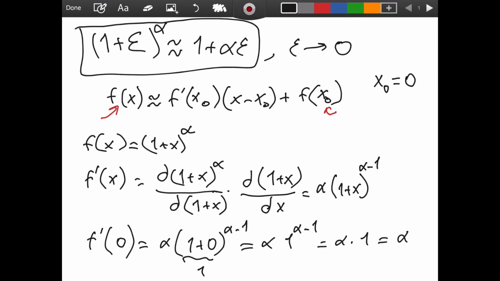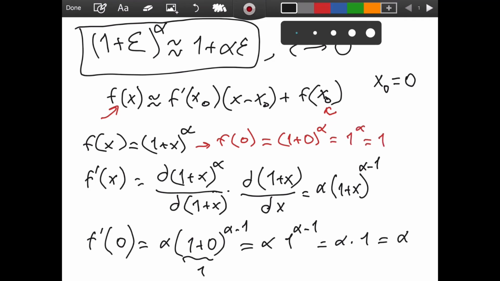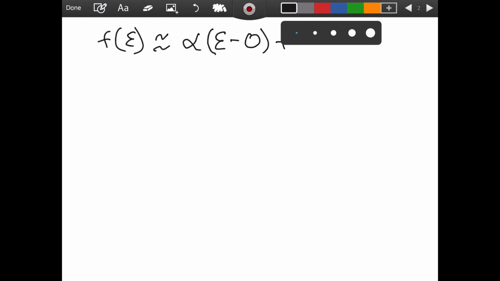Let me do it here with red. If we plug in x naught, which is 0, to our formula, we have 1 plus 0 raised to the power of alpha. So it is 1 raised to the power of alpha, which is equal to 1. Which means we can just put a plus 1 here.